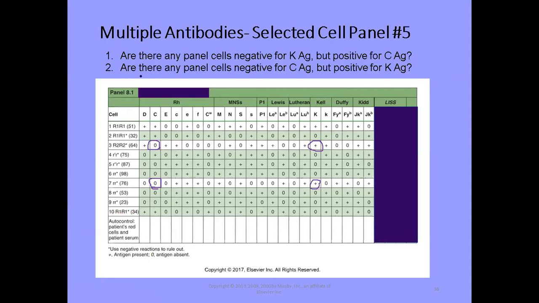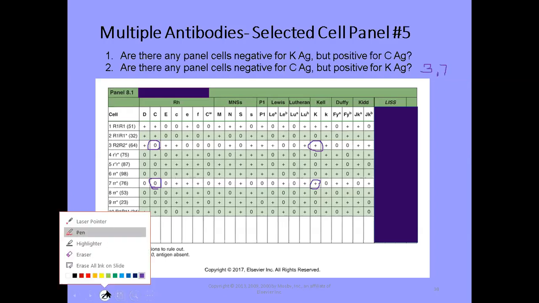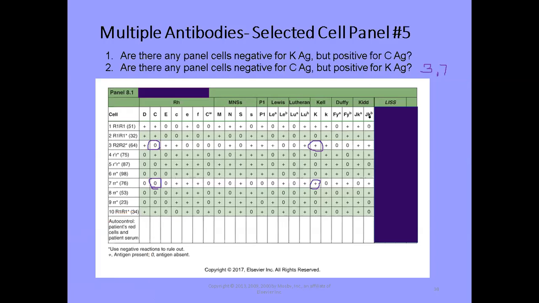So we did number 2 first. We picked cells negative for C and positive for K. And so these are 3 and 7. Okay. So now we'll go backwards and do number 1. Okay, so now we're looking for panel cells negative for K but positive for C. Okay, so let's see cell number 2. Yeah, that works. Negative for K, positive for C. Okay, so that's cell number 2.